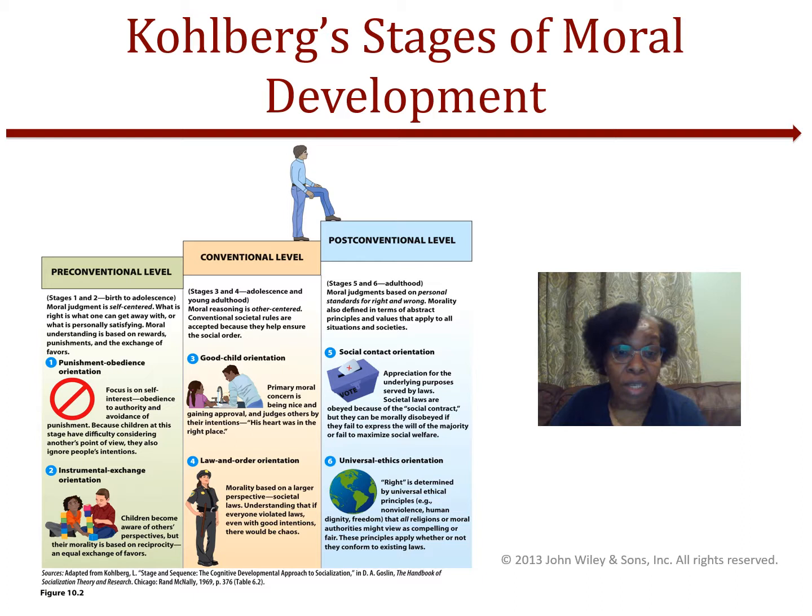And then you have the instrumental exchange orientation, in which children are going to be more aware of others. They're going to start looking at different perspectives, not just their own. It's really about reciprocating equal exchange between people, thinking about others. As we go into stages 3 and 4, this is the conventional level. You have the good child orientation, which, as I was growing up, I was always known as goody two shoes.